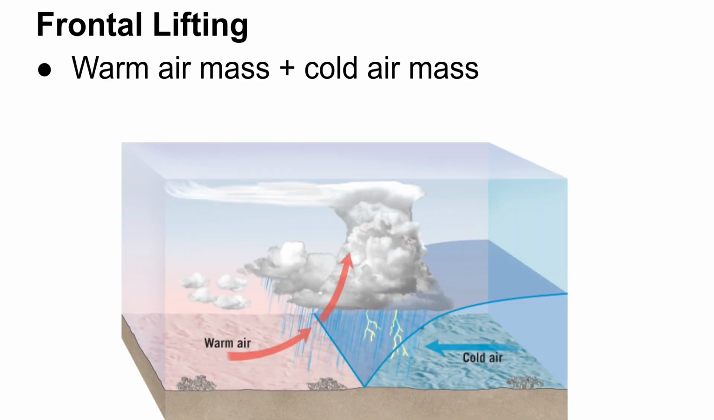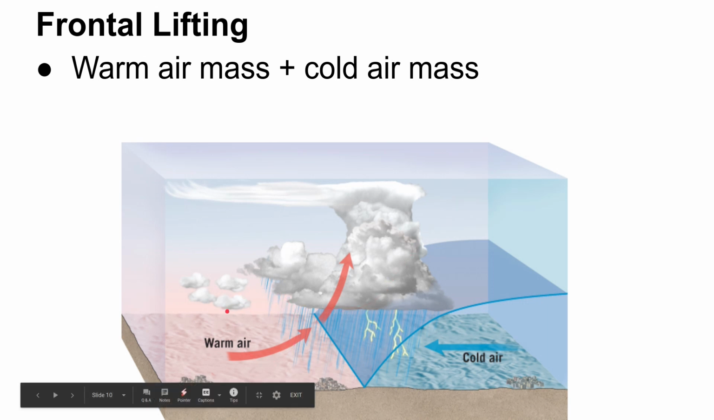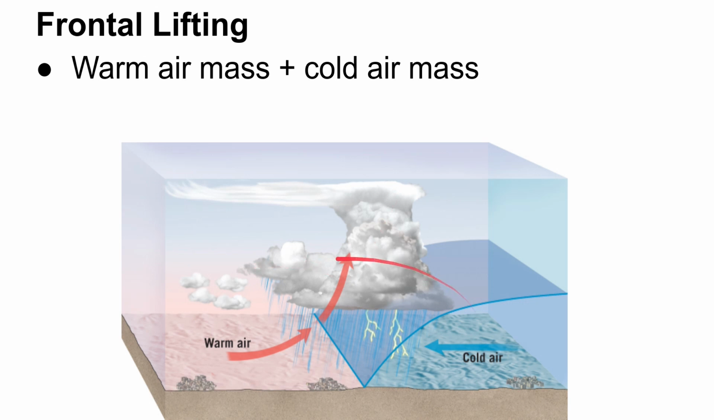Frontal lifting is when a warm air mass and a cold air mass collide. In this case, the cold air mass is moving along. The cold air runs into the warm air. The warm air gets lifted up because of temperature differences. The warm air is less dense than the cold air, so the warm air always goes up.